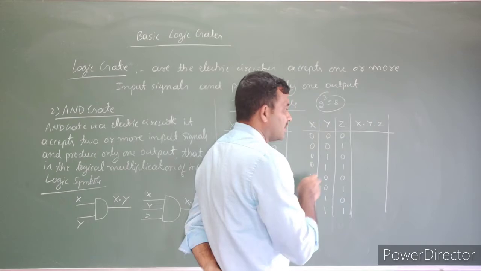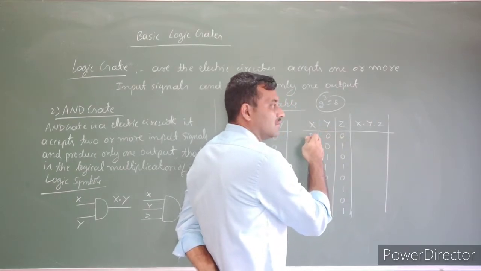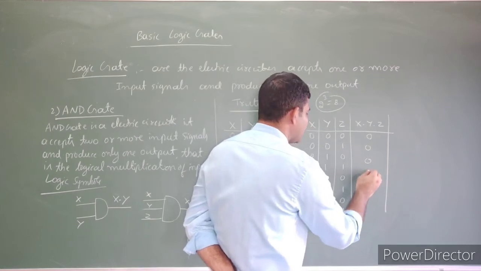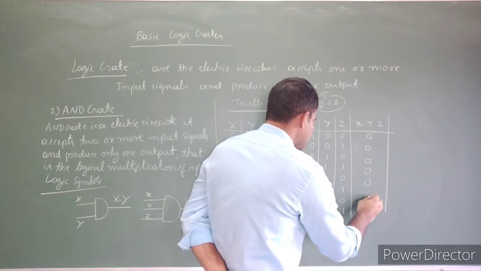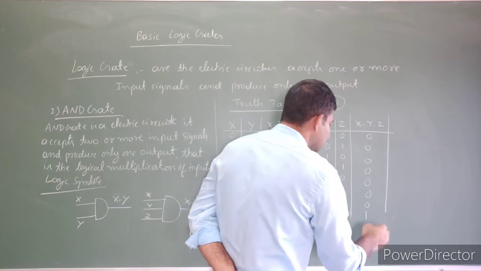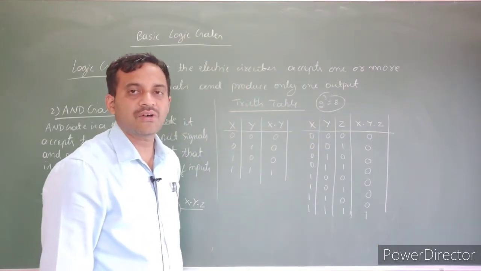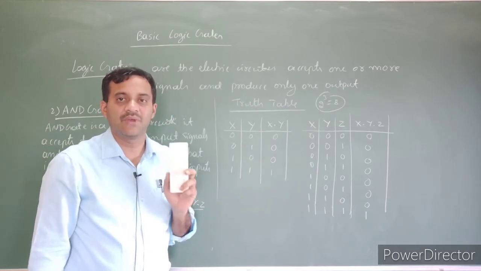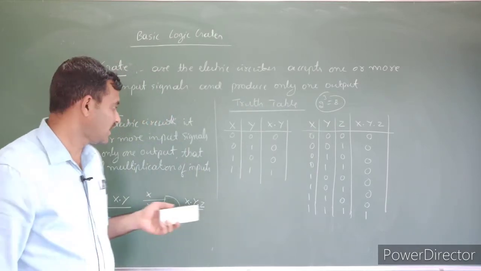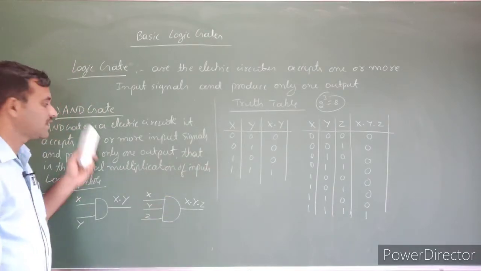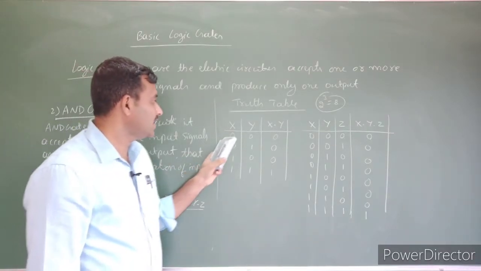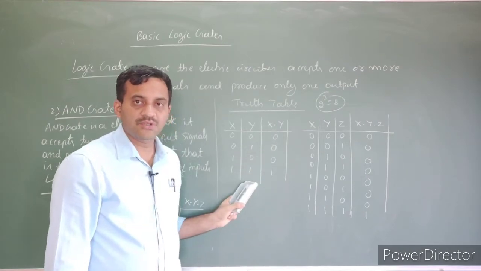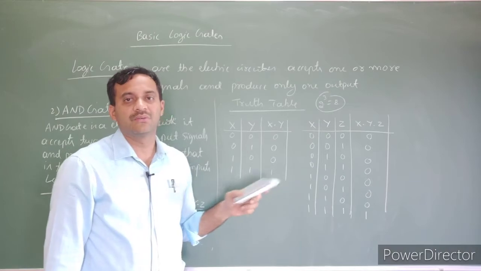X into y into z. If any one of the values is 0, the output is 0. So here also 0, here also 0, and so on. Finally there is a 1. That is the output of the AND operator or AND gate for three variables. See here, what is the output of AND gate? If any one of the input signals is 0, the output is 0. If all the input signals are 1, then the output is 1.